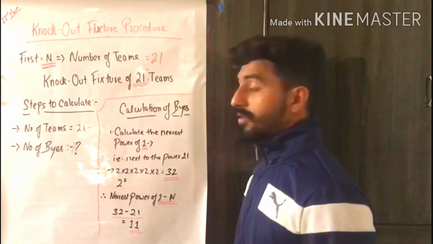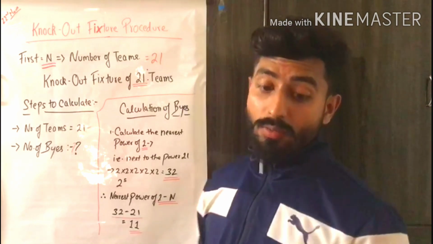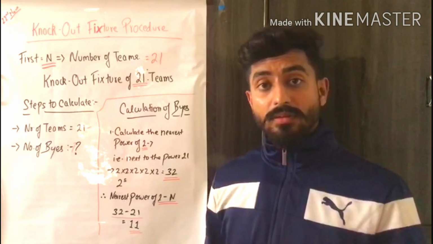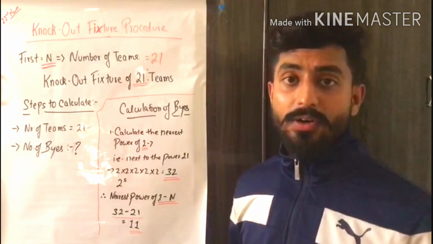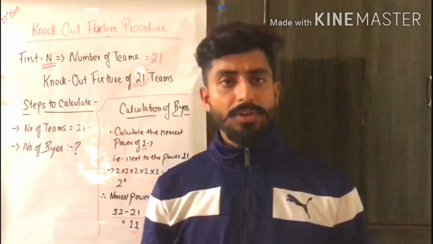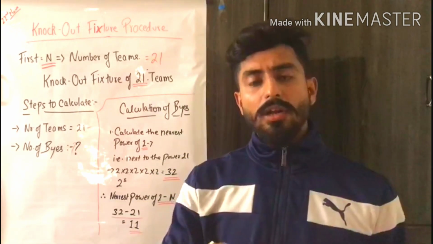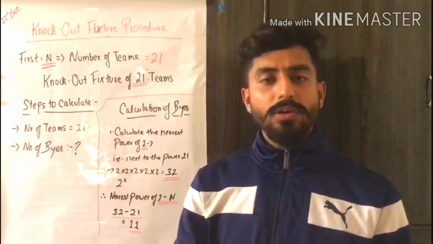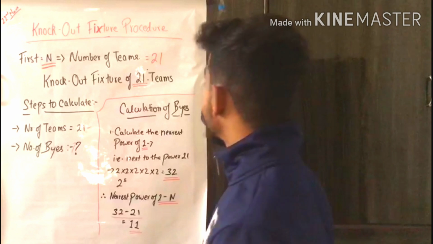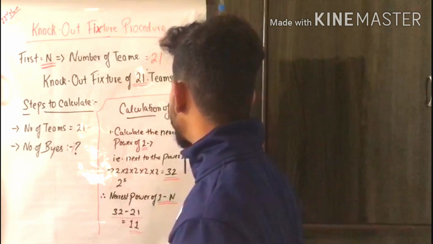Then the second step is to calculate the number of byes. What is a bye? A bye is a privilege given to a team that does not play the first round. It is a privilege that comes during the calculation of the fixtures only. These teams are not allowed to play the first match, they go directly into the second round. So let us see the calculation for byes. This is also an important part and you get step marks for this.